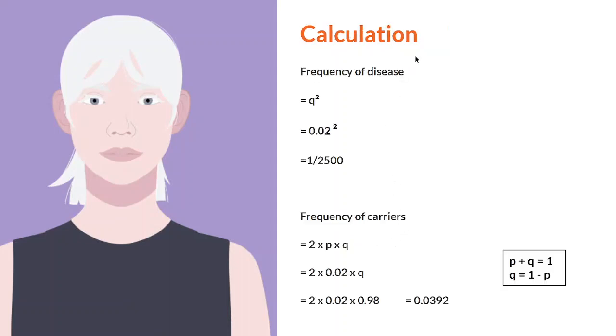So the calculation that we do, the frequency of the disease, Q squared, we already know Q, so we're just going to square it. So 0.02 squared equals 1 divided by 2500. And then the frequency of carriers is our 2 times P times Q. So that's 2 times the 0.02, the P, times a Q. We don't know what Q is. But remember the P plus Q equals 1 equation. We rearrange for Q and then we bung it in that calculation, and that gives us 0.0392. So you can see how you can use these equations to get from one to the other.